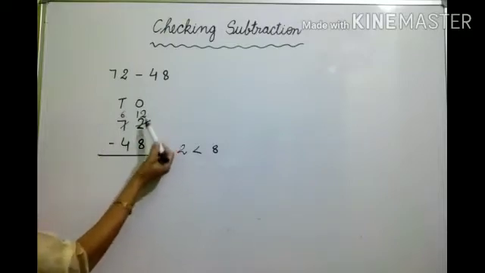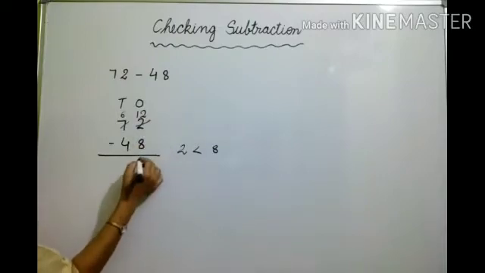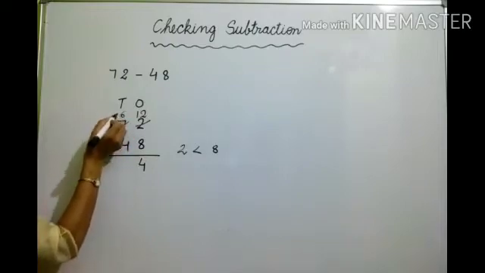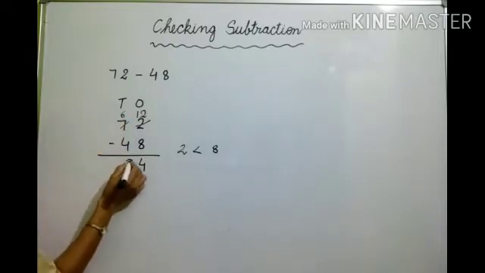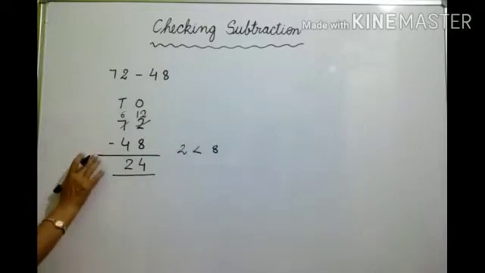Now we can subtract 8 from 12. 12 minus 8, 4 will be there. Now 6 minus 4, 2 will be there. So our answer is 24.